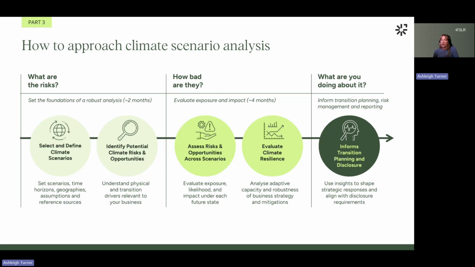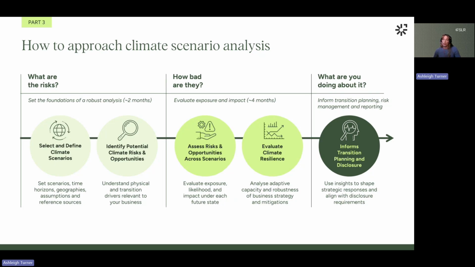For phase 2, once we have that initial list, we move on to evaluating how bad these risks actually are. So we score each of the risks and opportunities through a detailed analysis. Again, super important here to engage across those business functions. So, for example, risk, finance, operations, health and safety, not just sustainability, so that you can make sure that the analysis is really capturing that business perspective really effectively.